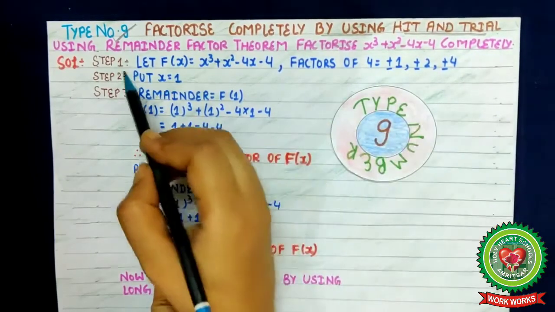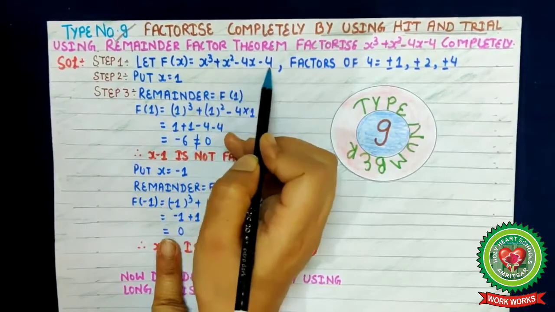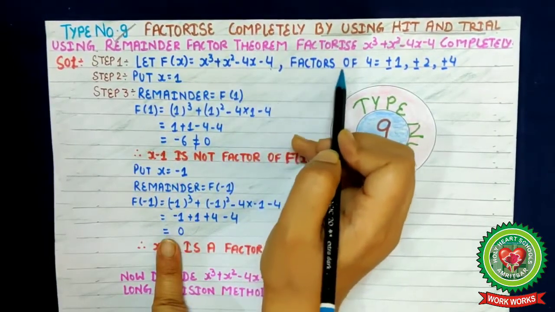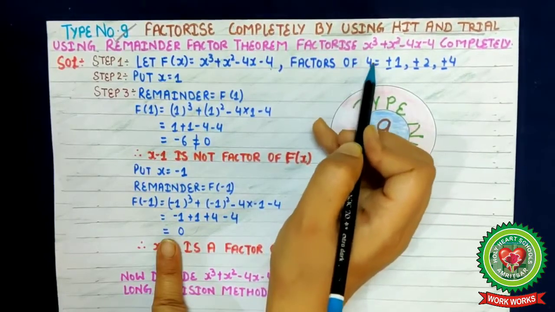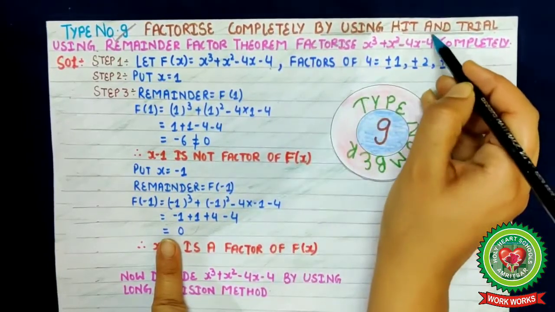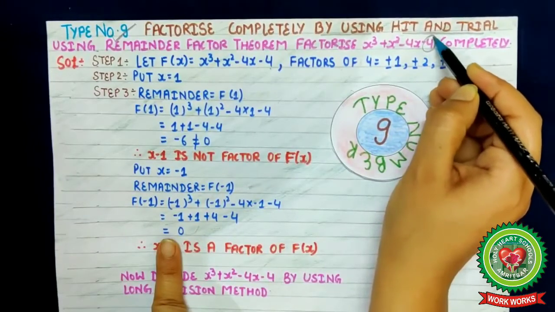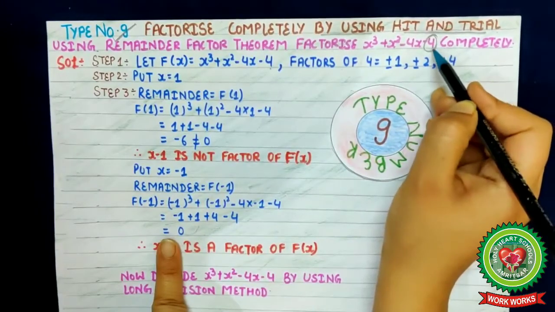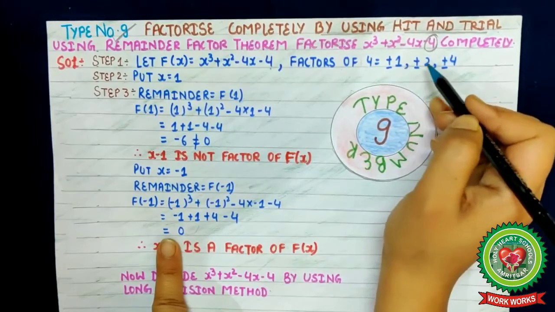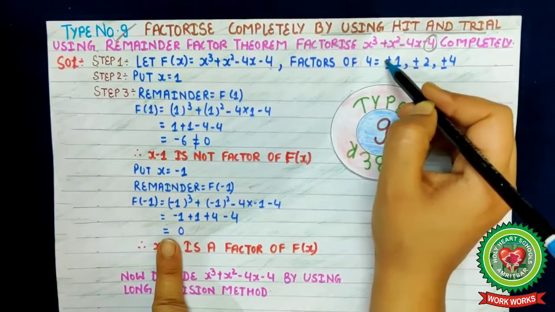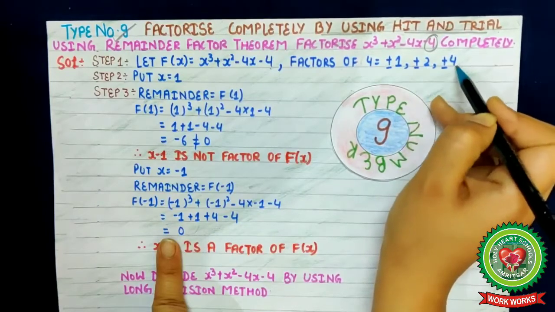For that, step number 1 is the same: let f(x) is equal to the expression. Here we will do one extra step, that is factors of 4. From where has this 4 come? From here, this constant term, not this one. Write all the factors of 4. So what are the factors of 4? 1, 2 and 4 itself. We will write it with plus minus both signs.